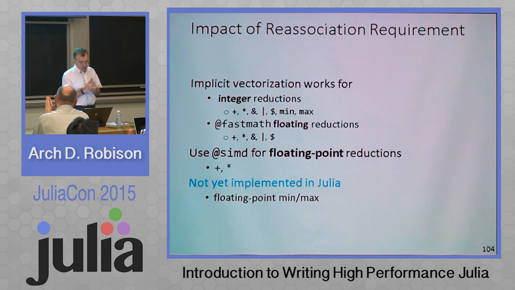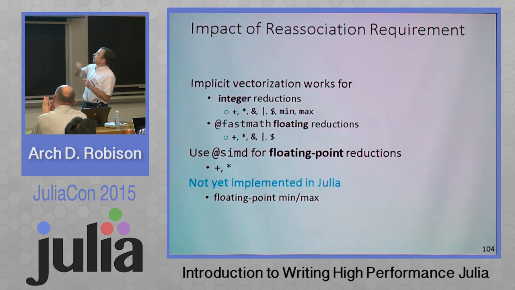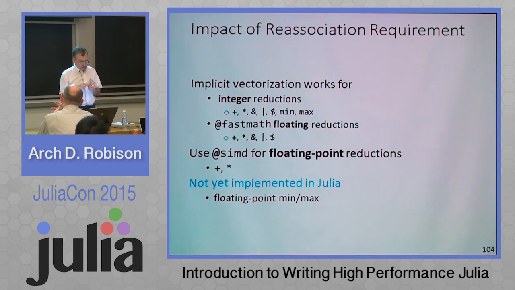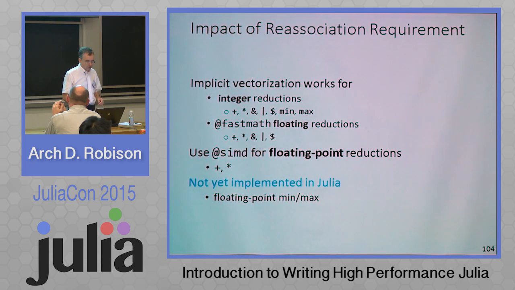And not yet implemented for Julia is the floating point min-max. It will not vectorize those. Those are really tricky. If you look at the definition of floating point min-max, Julia uses the IEEE definition, which deals with NaNs in tricky ways.